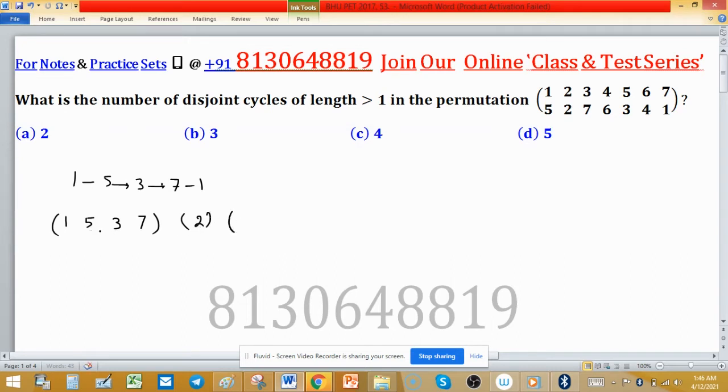Now, coming to the symbol 4, 4 is going to 6, and 6 is going to 4, meaning this is a cycle of length 2. We are asked about cycles of length greater than 1, so remove the fixed point. Cycles of length 1 we normally do not write. So (1 5 3 7) is one cycle, and (4 6) is another cycle. So there are two disjoint cycles. So option A is correct.